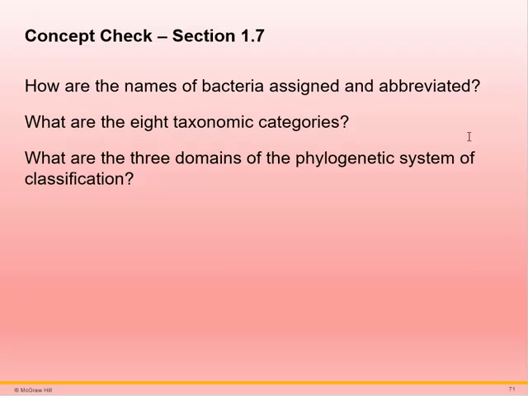So concept check 7, section 1.7: How are the names of bacteria assigned and abbreviated? What are the 8 taxonomic categories? And what are the 3 domains of the phylogenetic system of classification?